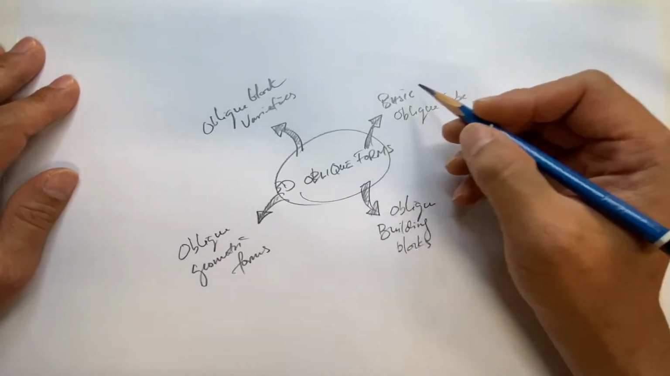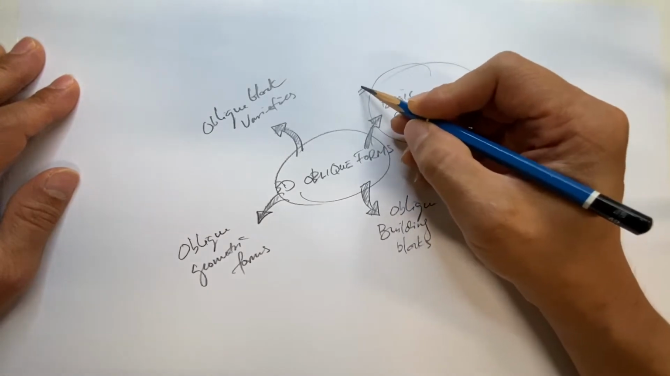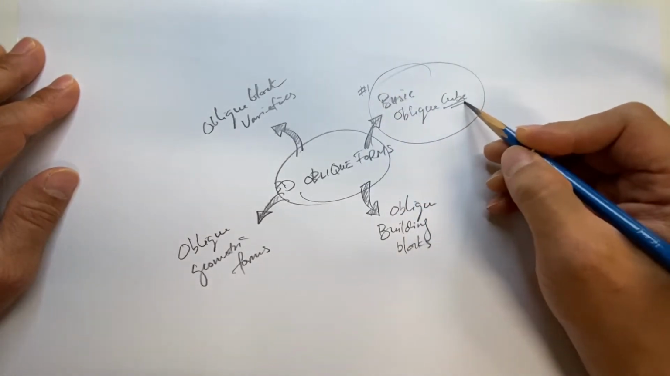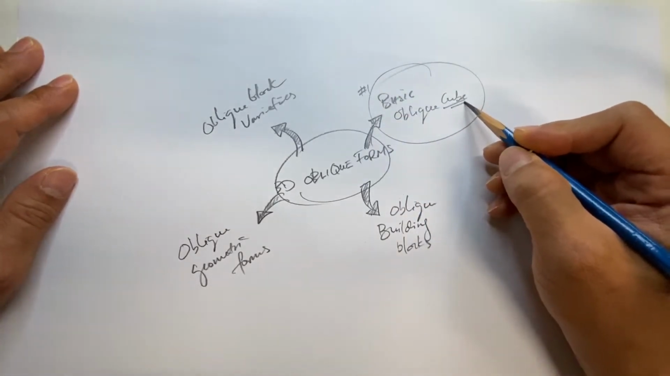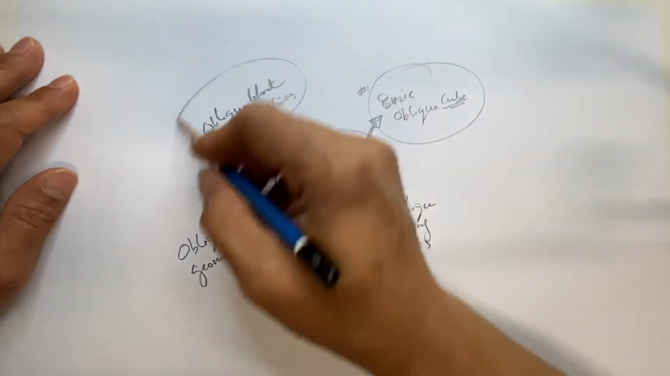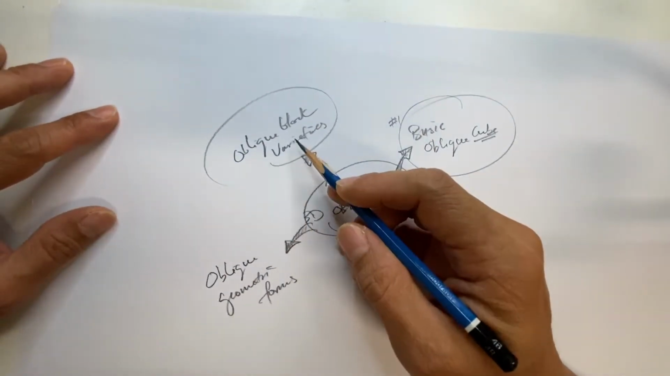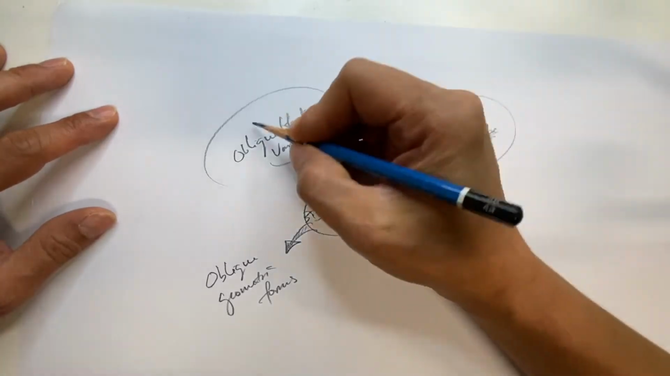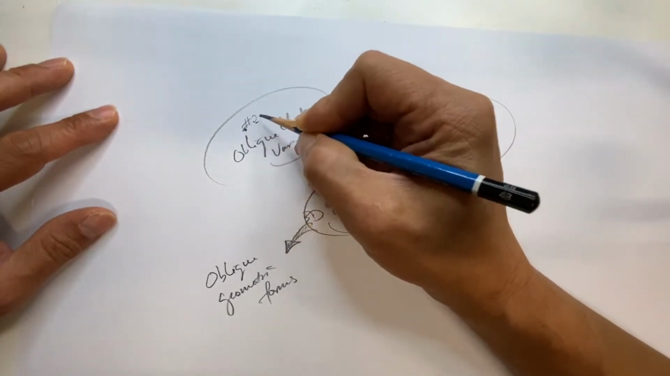In this video, I'm going to show you how we can practice 3D oblique forms. First, we're going to start off with basic oblique cubes. I'm going to show you how to draw a basic one, and then we'll move on to drawing oblique block varieties. I'll give you a little bit more detail when we get there.